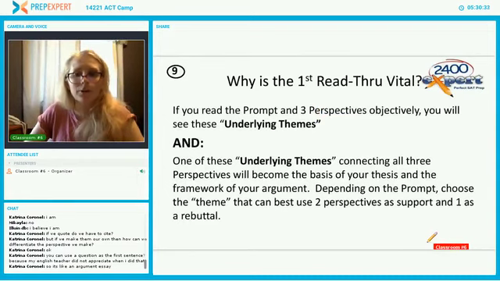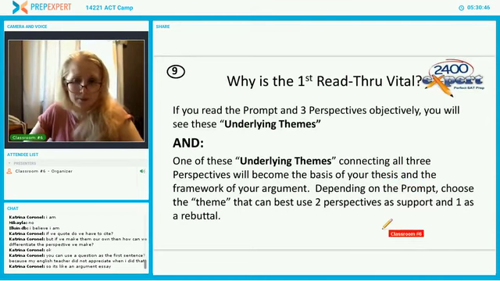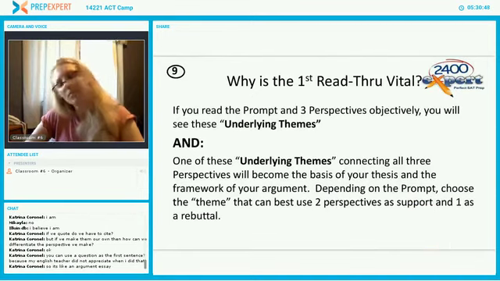So if you read the prompt and three perspectives objectively, you'll see the underlying themes. Make one of these underlying themes that connects all the perspectives the basis of your thesis. Depending on the prompt, choose the theme that can best use two perspectives as support and one as rebuttal. It makes it the easiest.